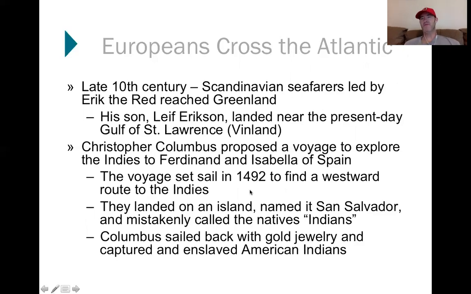Okay, as I said before, the big thing here is a westward route to the Indies. Of course, we know that that's not really what he found, but he goes on several different ventures. The last one gets a lot of attention with the encomienda system that we'll talk more about later.